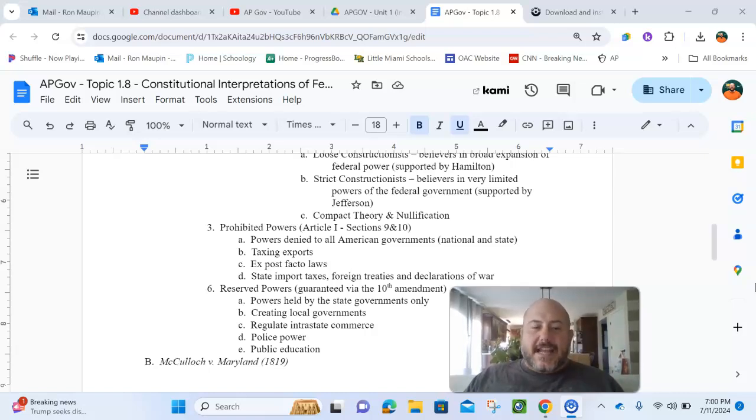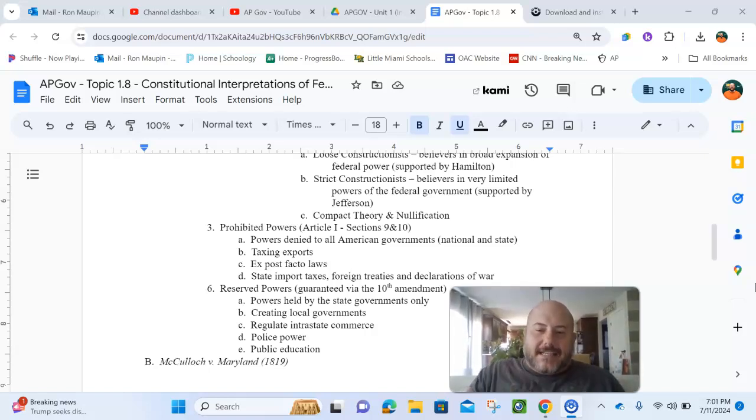Now, speaking of states, there are also things that we call reserve powers. Reserve powers come not in the original form of the Constitution, but later on in the 10th Amendment. After the Constitution's ratified, just a couple of years later, 10 amendments were quickly added to the Constitution. And the 10th Amendment, the last of those, deals with state powers. What the 10th Amendment basically states is that any power that is not given to the federal government, nor expressly denied to the states, is held by the states or the people respectively.